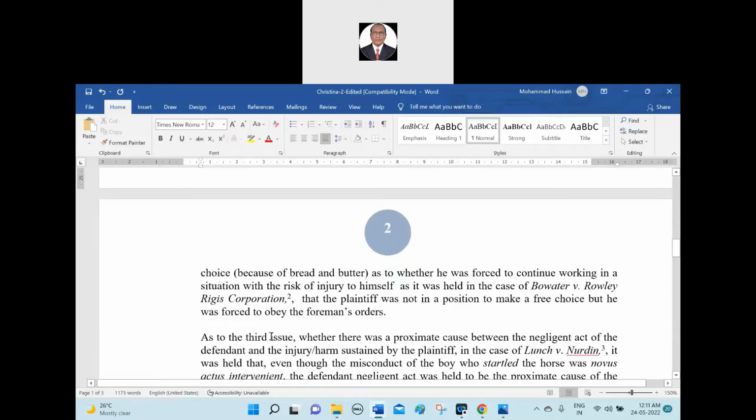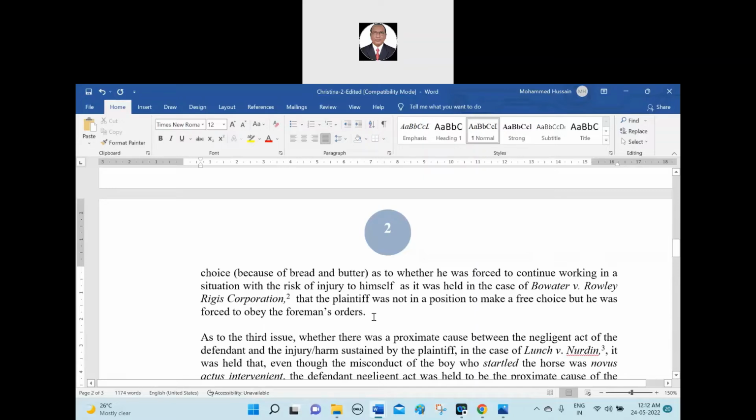So now the supporting case law is Bovata versus Rowley Regis Corporation. Here again a mistake is committed, an extra comma should be put over there. No, it is a corporation, comma, then the footnote will come. That the plaintiff was not in a position to make a free choice but was forced to obey the foreman's order. I don't know whether you know what is foreman.